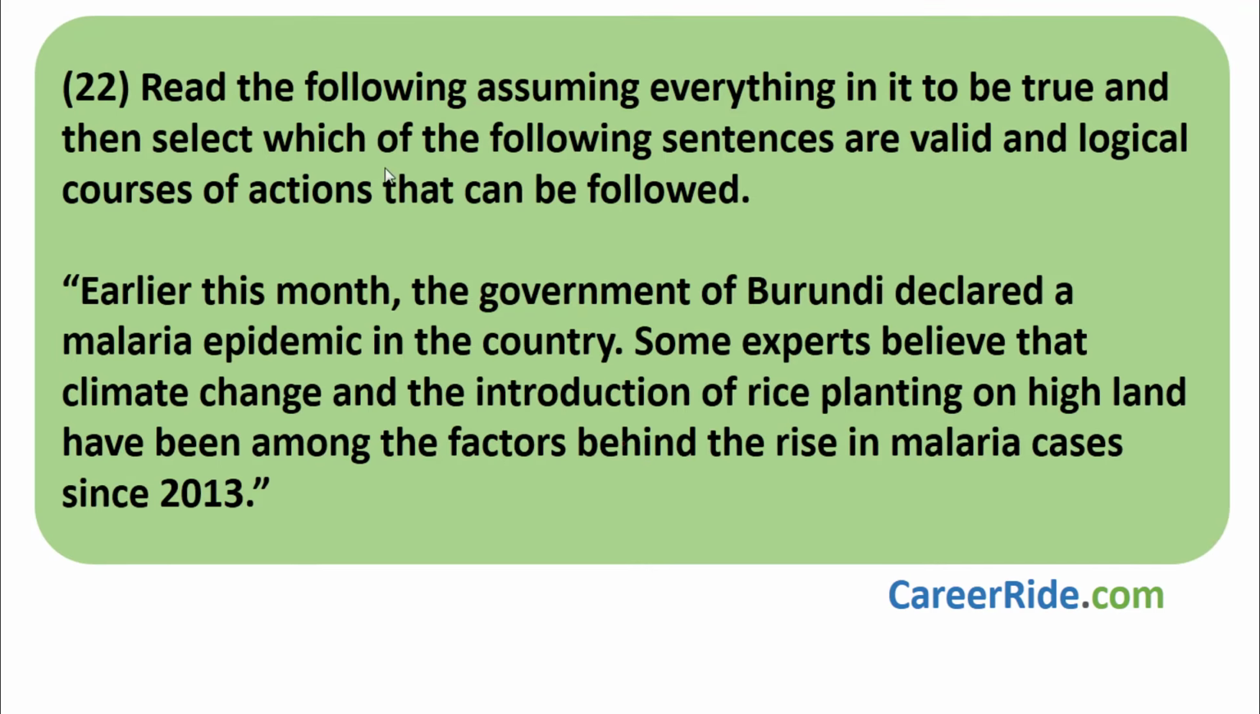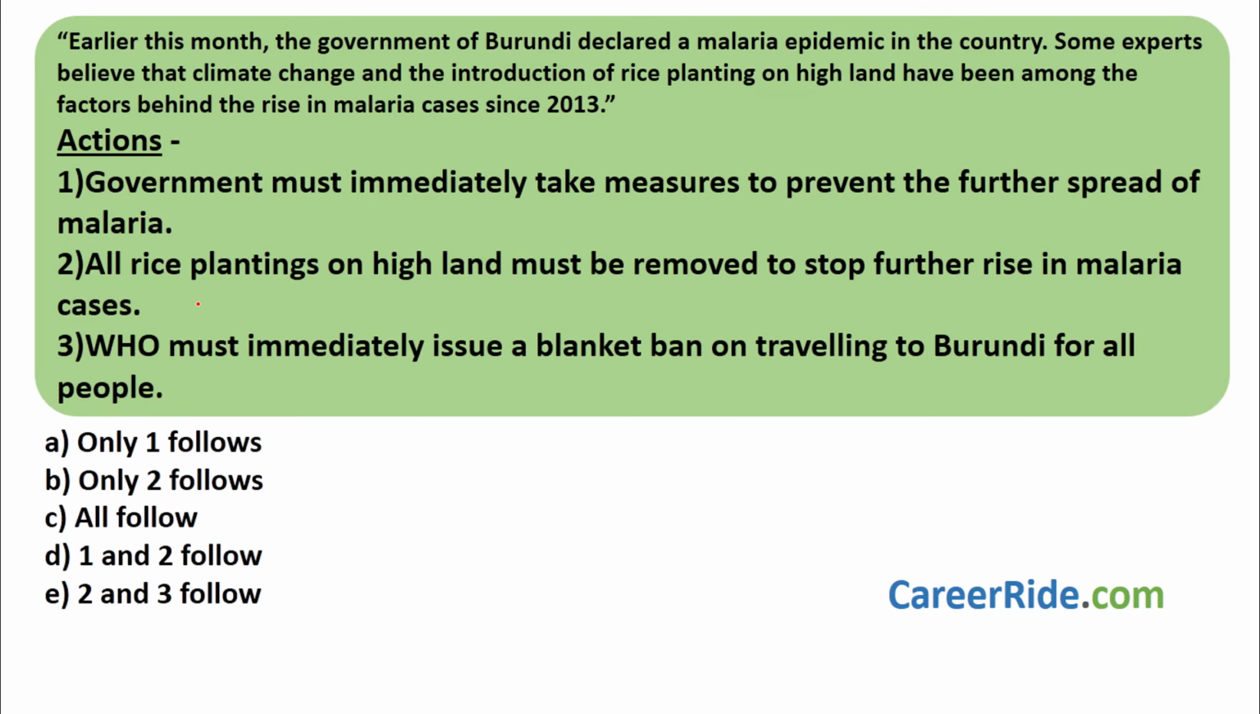Moving on. Read the following, assuming everything in it to be true, and select which of the following sentences are valid and logical courses of action that can be followed. So over here we have statements and we have courses of action. See the in-depth tutorial of courses of action in the logical reasoning section of the website and YouTube channel. Over there we have given tricks on how to handle these kinds of sums. So pause the video and read the question over here, or read the sentences. We'll directly jump to the question or the options given. So here actions are given and some options are given. What is the first action? Government must immediately take measures to prevent the further spread of malaria.